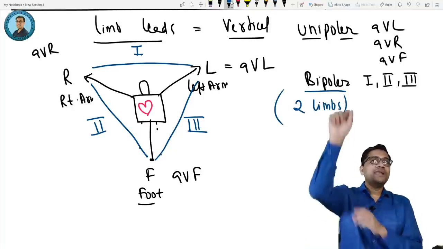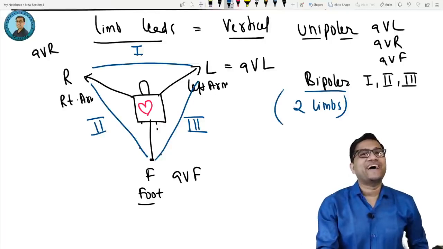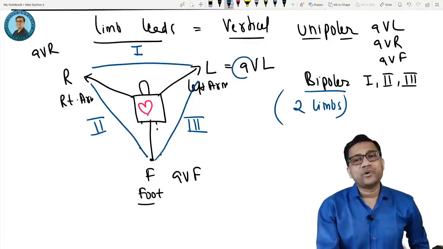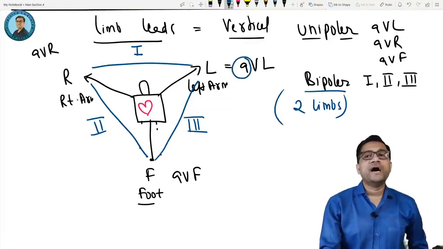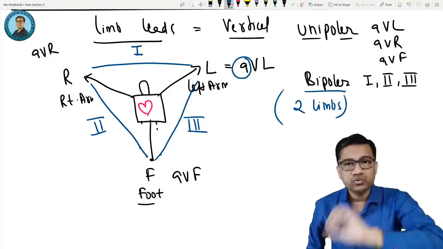Are you clear? So one limb, right hand, left hand is A. A you can say alone. Remember A is alone, okay. It's actually not alone, it's augmented. Aap aise yaad kar lo. A means alone. And bipolar are 1, 2, 3. What is bipolar? 1, 2, 3. Bipolar are 1, 2, 3, okay.